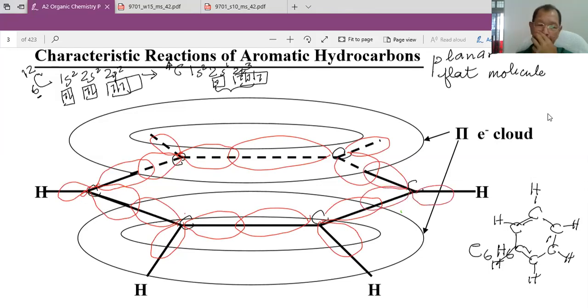Now, very important, right? So now there's one electron here. Now there are other electrons. Now this is the axis.